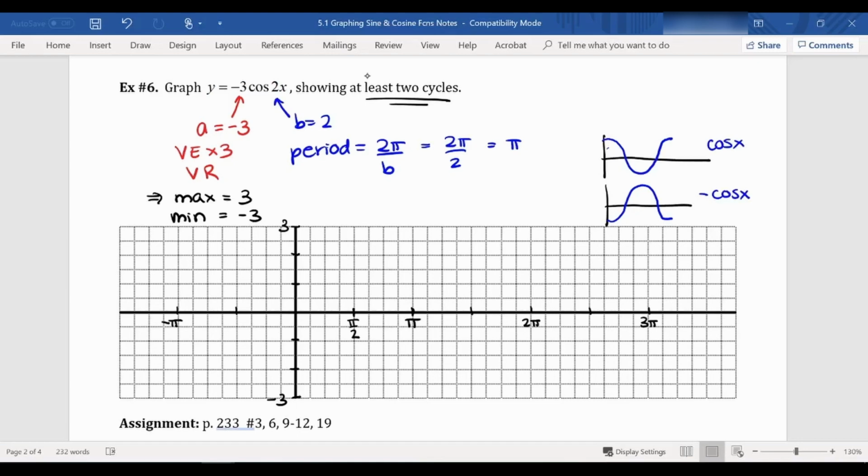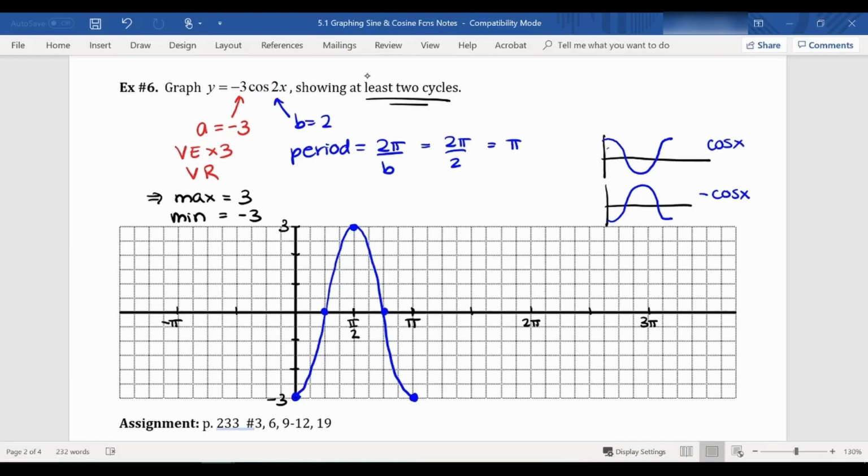So again, we're going to start in the middle, end at pi. This time what's going to happen is instead of starting at a max, we're going to start and end at our minimum. Halfway, we end up at our maximum. And halfway between each of these, we will cross our axis. Okay, so it's going to look upside down, but also stretched out vertically and squished horizontally compared to what it would be if it was just a regular negative cosine x.